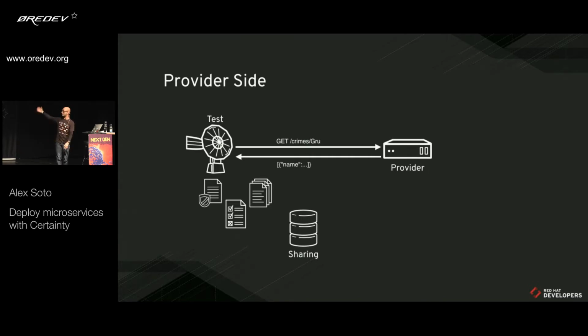If it fits and all of them are green, we are right. We know that the provider is following the contract. But if one fails, then the test will fail. And this will be a warning for you to say, don't deploy the provider to production because we are going to break something.